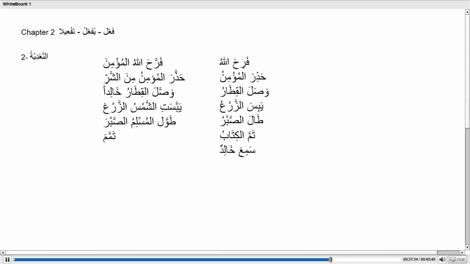تمم. تمم العالم الكتاب. What does that mean? The scholar completed the book. نعم أحسنتم.